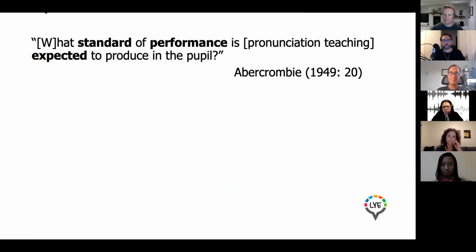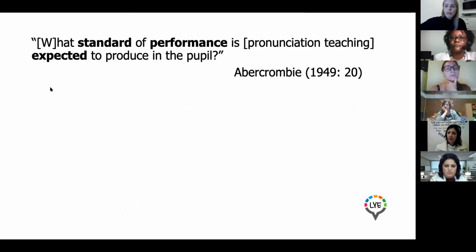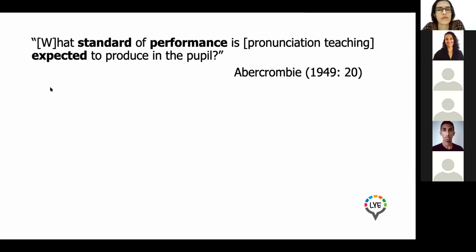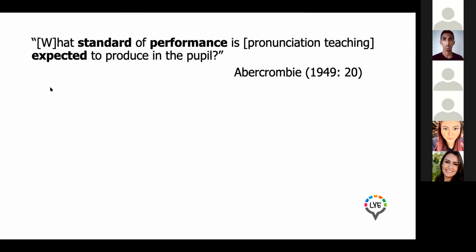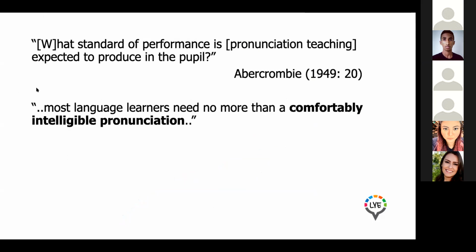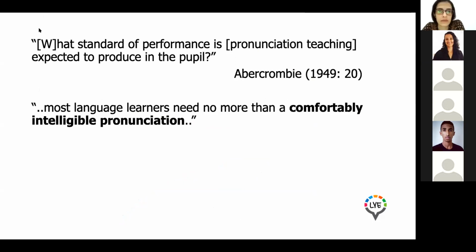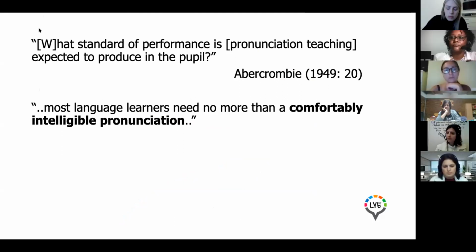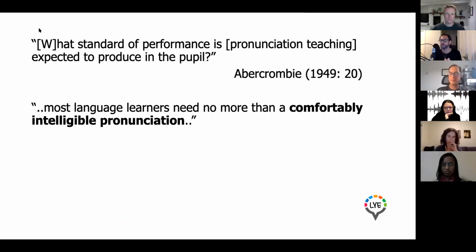So Abercrombie, not the designer, asked what standard of performance is pronunciation teaching expected to produce in the learner? That's a question that he posed back in 1949. I don't think he had an answer for that, but actually he did. He said that what most language learners need, they don't need much, they just need, and I love how he phrased this, a comfortably intelligible pronunciation. And I think that is what we need to be emphasizing when we are teaching pronunciation, a comfortably intelligible pronunciation.